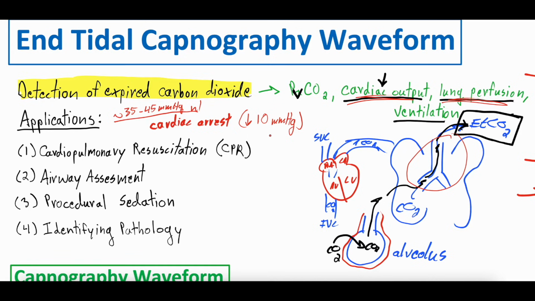When you're doing chest compressions, you're literally compressing the heart between the sternum and the vertebral column. And if you're not doing that adequately, your cardiac output is going to be low, right? And if your cardiac output is low, as we said, you're not pumping blood to the lungs, so your end tidal is going to be low.